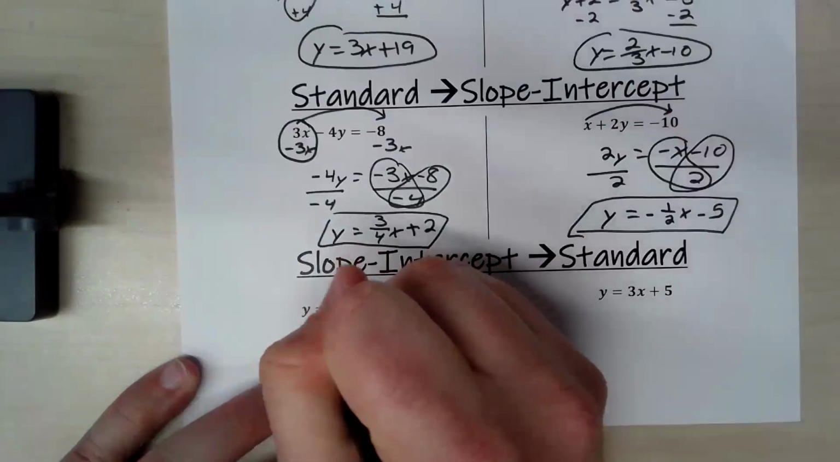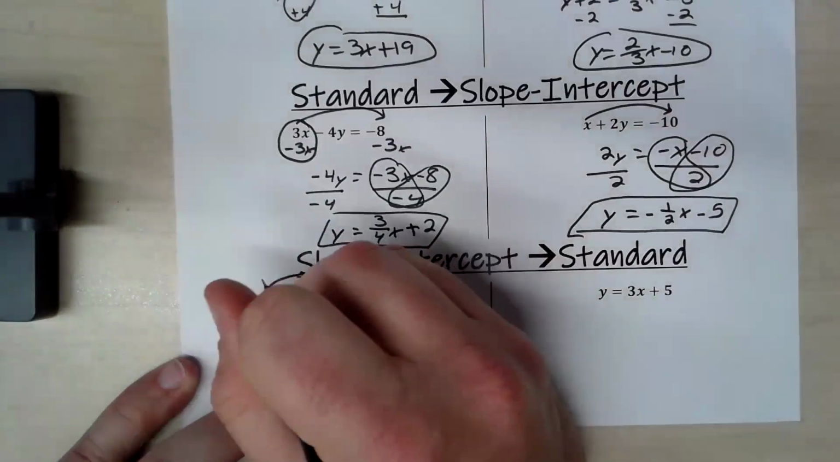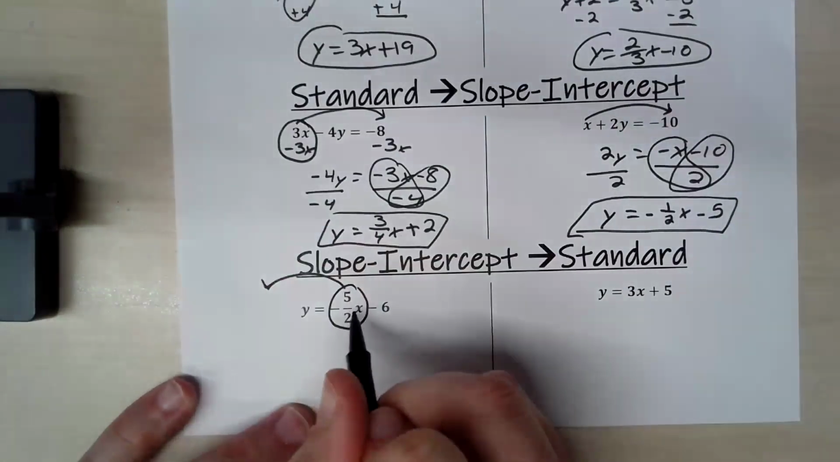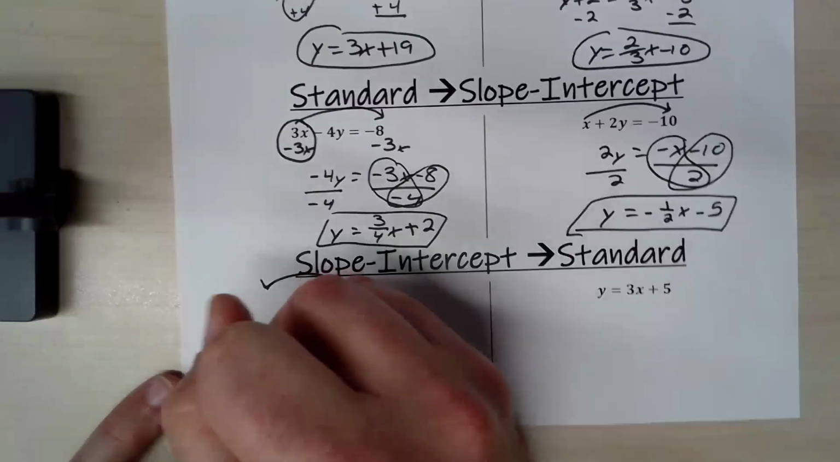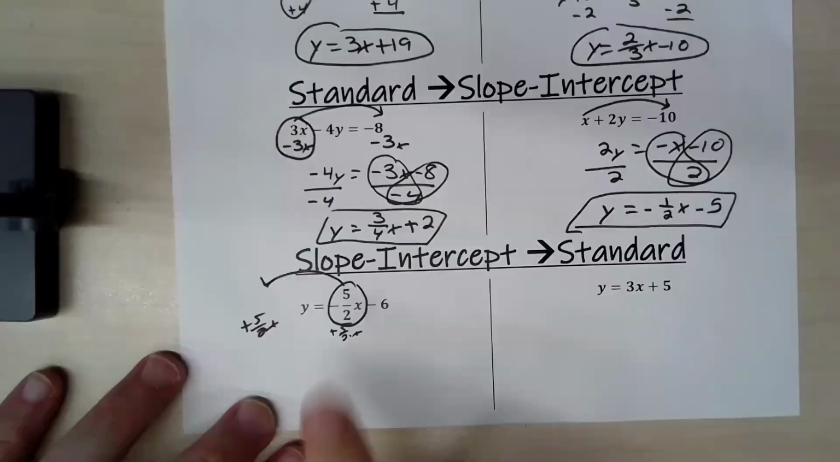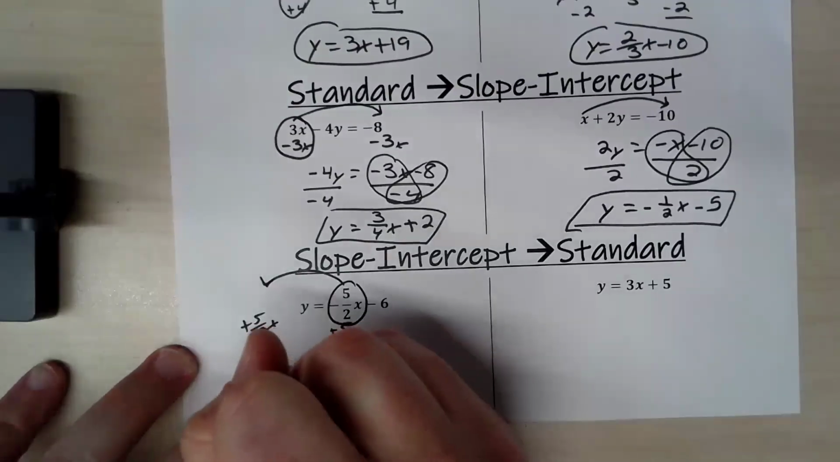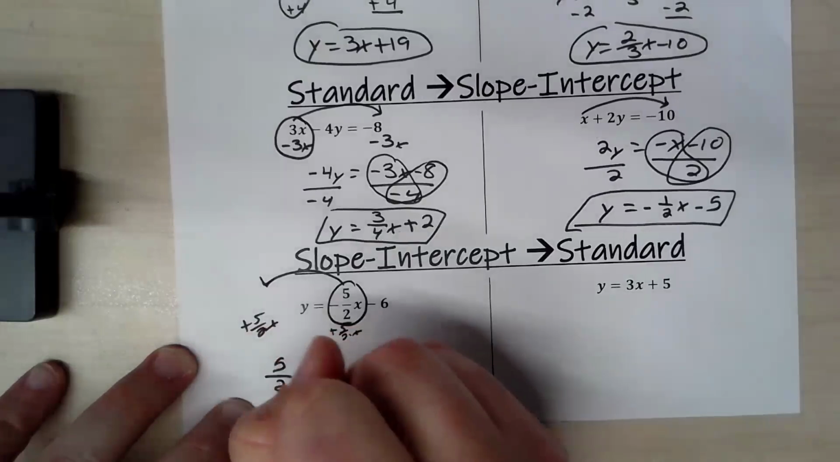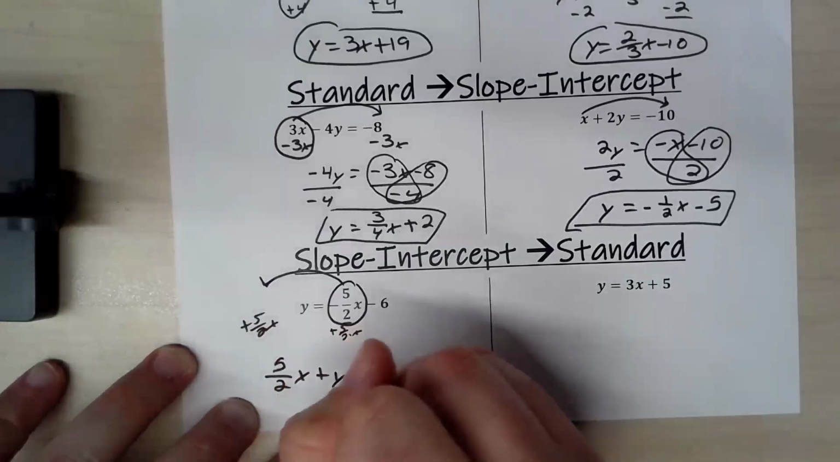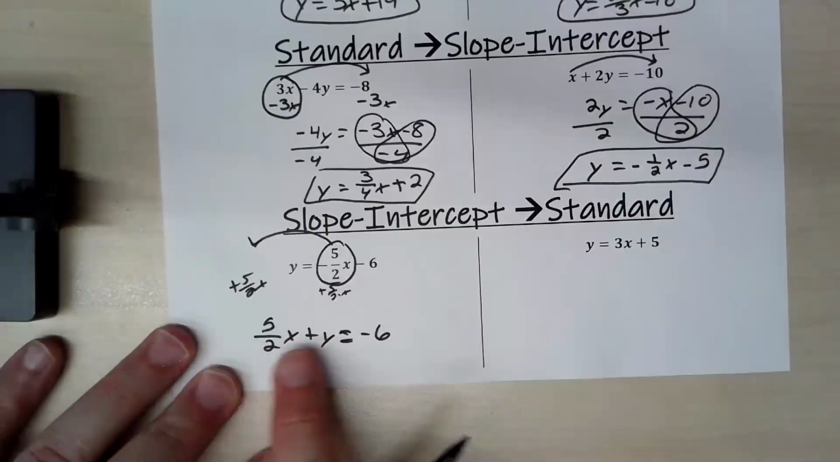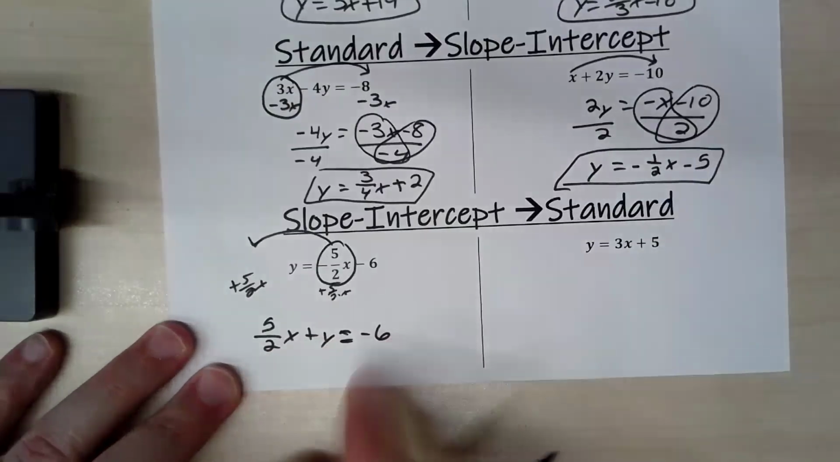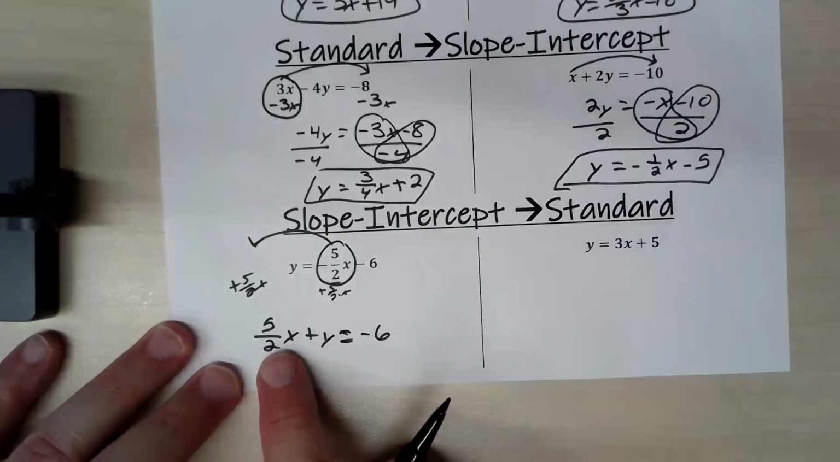So I've got to move my x value to the opposite side. If it's negative 5/2 x, I've got to add 5/2 x to both sides. But again, if it's negative, when I flip it, now it's positive. 5 over 2 x plus y equals negative 6. All right. So now I have x's, y's equal constants.